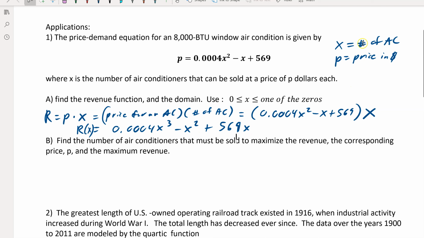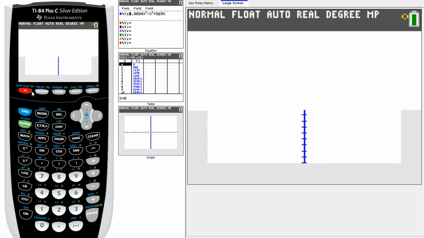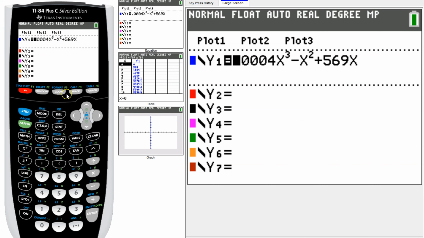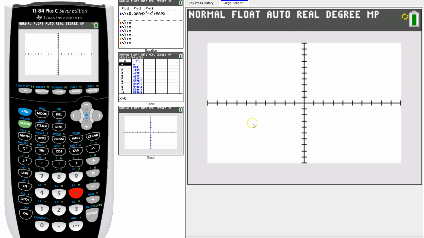And again, these number of air conditioners sold are affected by the price. So you basically have some price that would tell you the number of air conditioners sold that would then tell you the revenue, or vice versa, the number of air conditioners sold, which tells you the price, which also tells you the revenue. But long story short, this is our revenue function based on this demand equation. So if we take this and we plug it in our calculator right here, and we're supposed to start with zoom 6, right? And you'll see that we get really nothing.